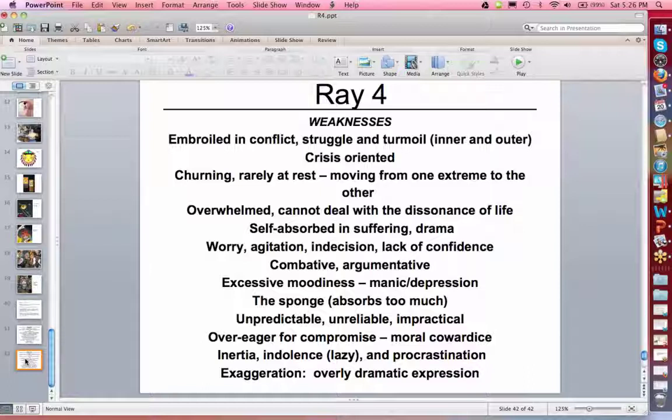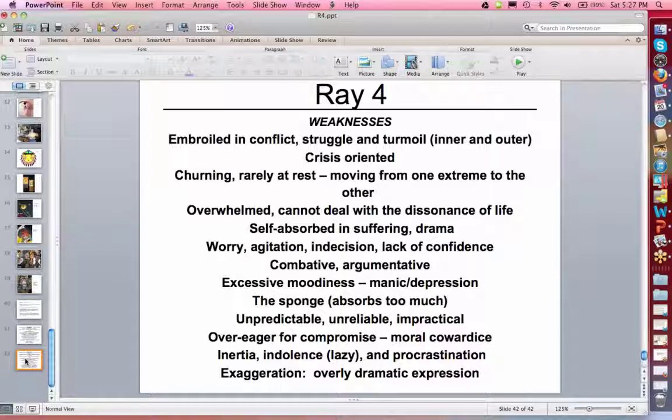Indecision. If you find yourself saying, I don't know, I have to think about it, it's hard to make a decision, it can indicate maybe fourth ray on the mind. And because of being overwhelmed or so agitated, it lacks confidence. And as has been said, it can be combative and argumentative. Excessive moodiness. Now we have here extremes, manic and depression. But the polar problems that a lot of people have right now speak to fourth ray.